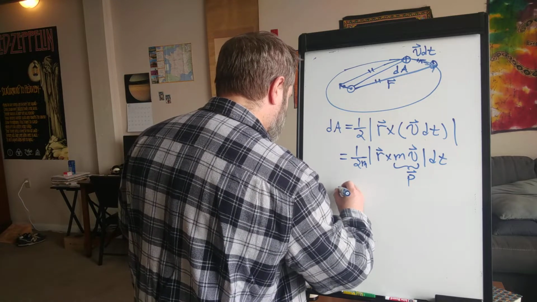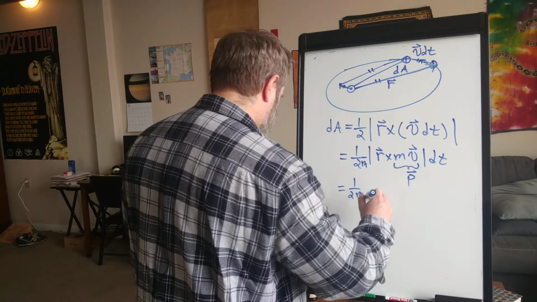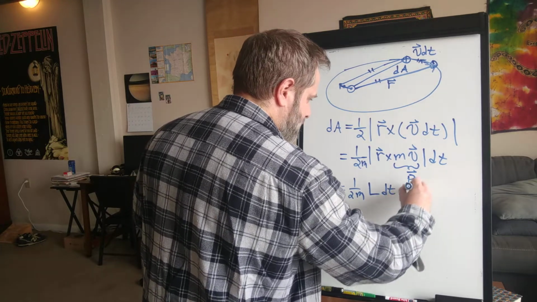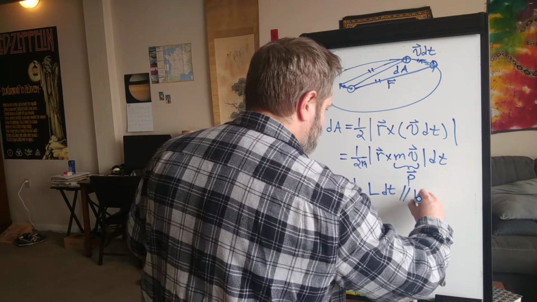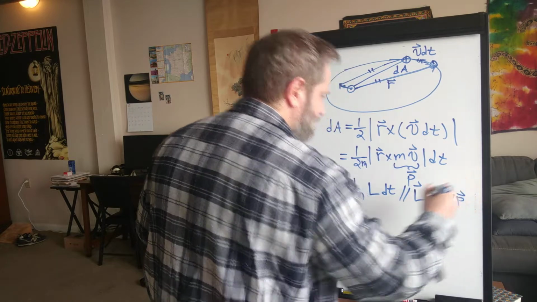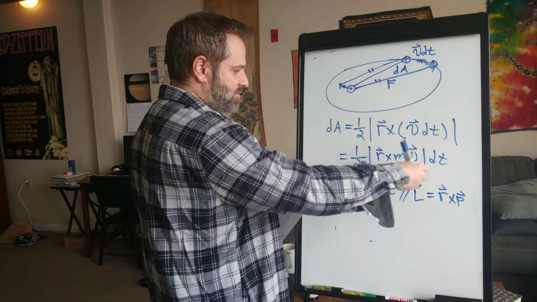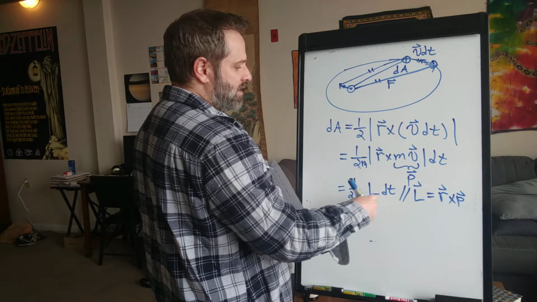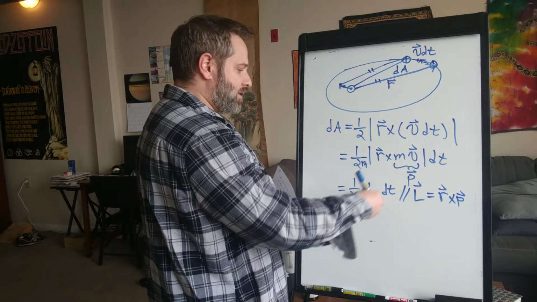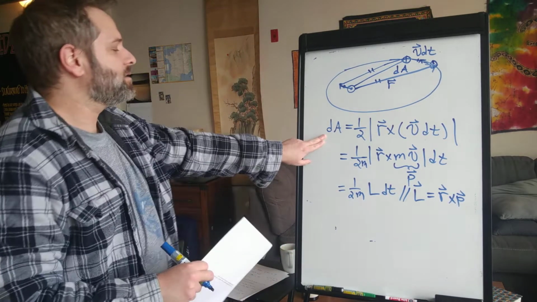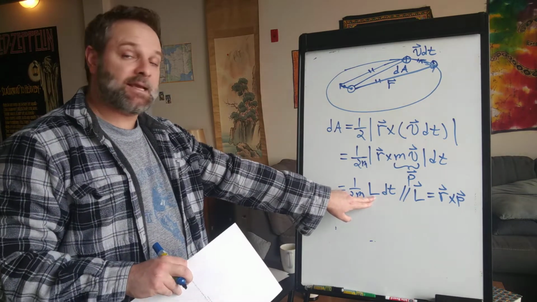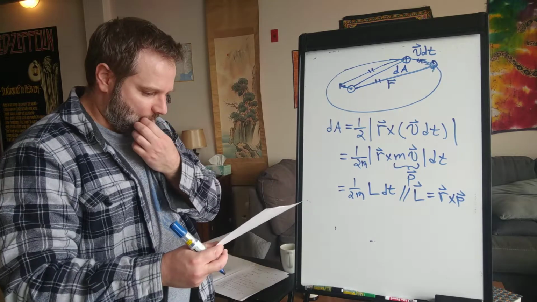And now we have 1 over 2m angular momentum dt. The reason we can get to that is because the definition of angular momentum is r cross p. So we got our p there, we have r cross p, then we have angular momentum, and then we take the absolute value, so the little over arrow thing goes away, and we have the infinitesimal area swept out is equal to 1 over 2m angular momentum times infinitesimal time.